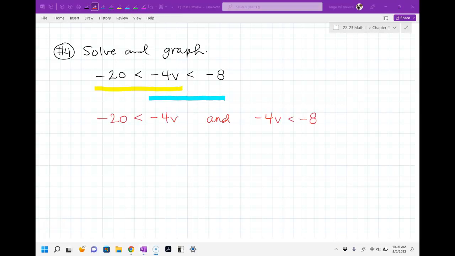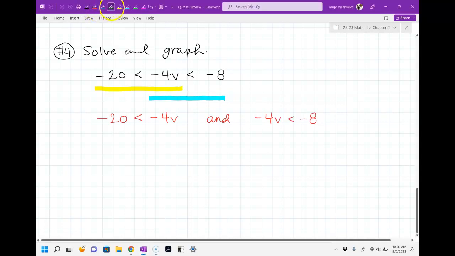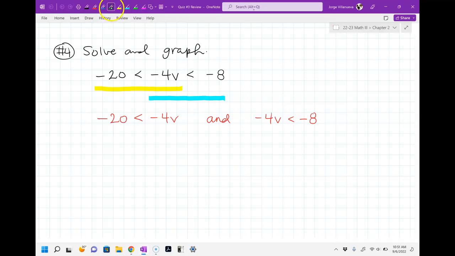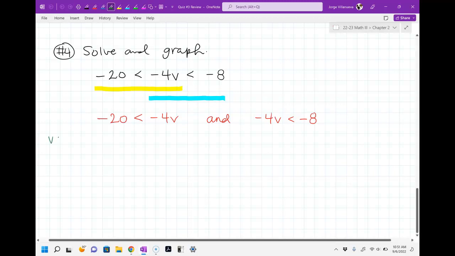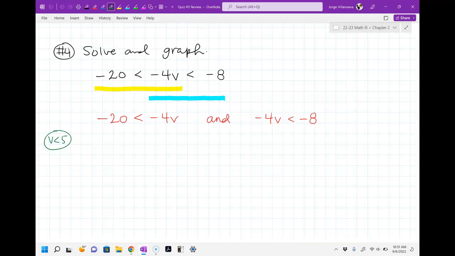Right, anybody have an answer for the left one that hasn't already given me one yet? Left side solution. You can always go back, but nobody has an answer for the left side? Go ahead. V is less than 5. And what about the one on the right side? Go ahead. V is greater than 2. All right, so we're going to take those two and let's check them.